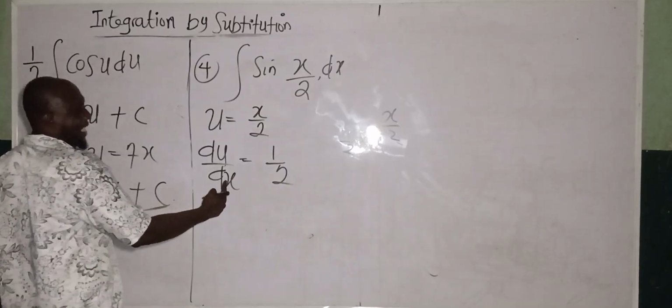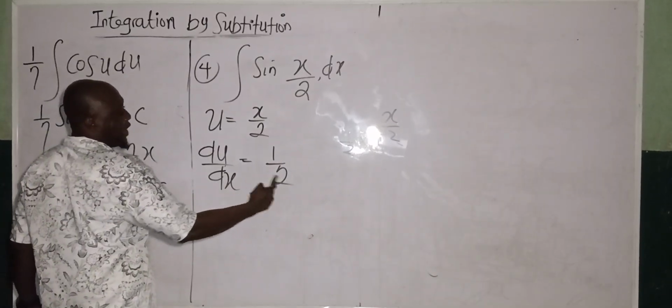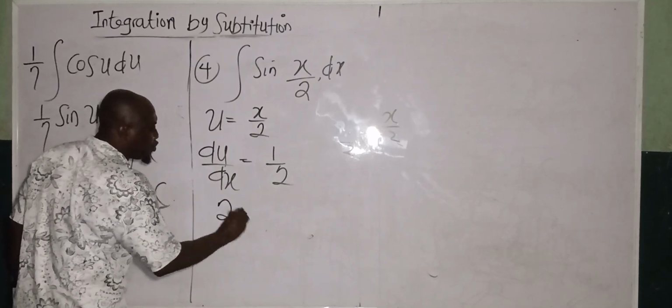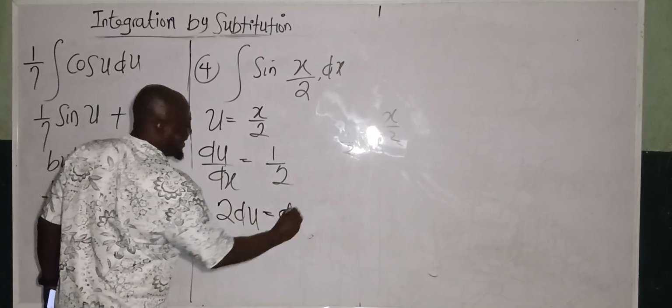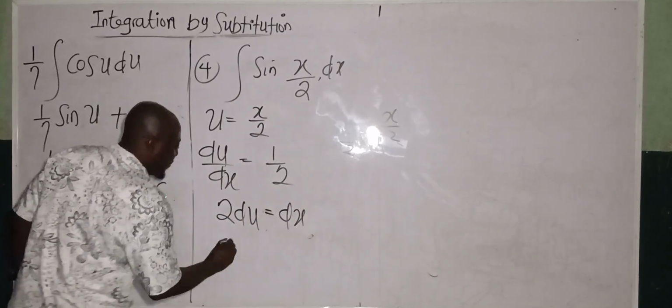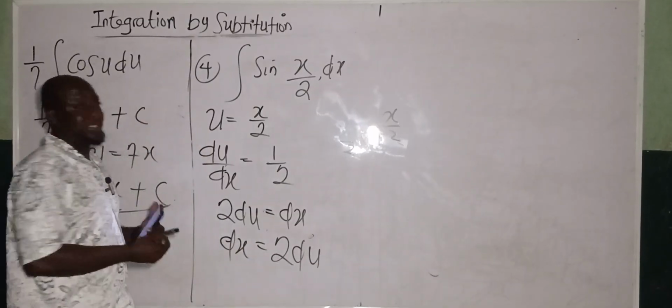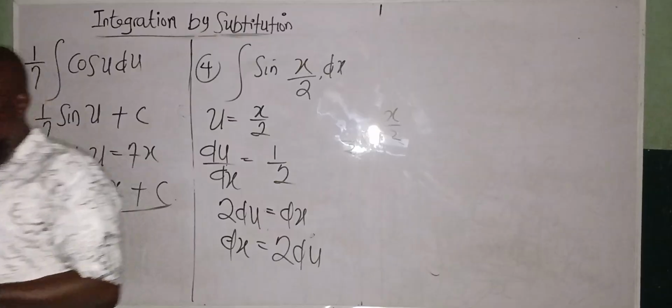So now I want to make the dx the subject of the formula. You just interchange. Here we'll cross multiply like this. This comes here. This comes here. So I will have that 2 du will give us dx here. So my dx here will now give us 2 du. This is how this is done.